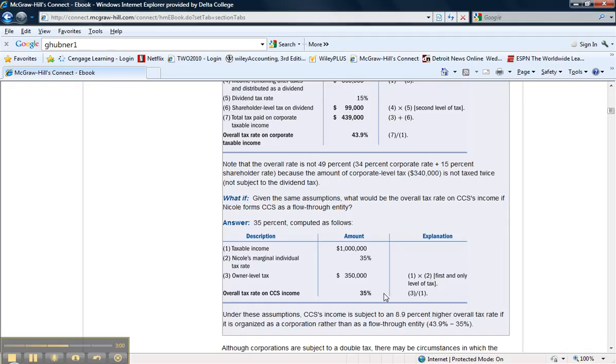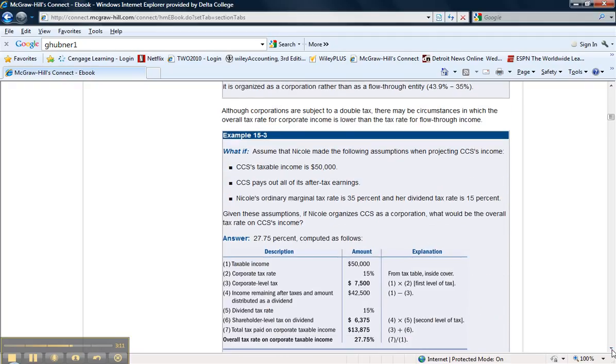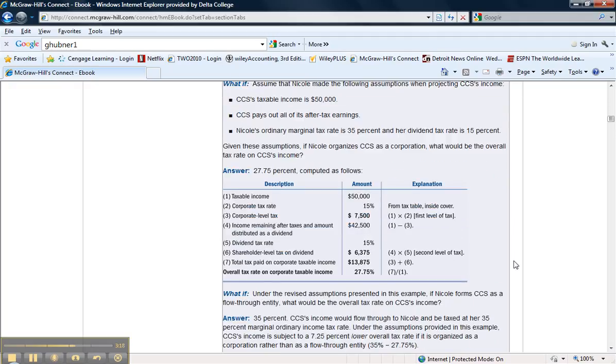But there are scenarios in which setting up a company as a corporation will provide a better tax answer, and I'll just do it right now. If you go down to this next example, you can see what if they projected the corporation's taxable income to only be $50,000.